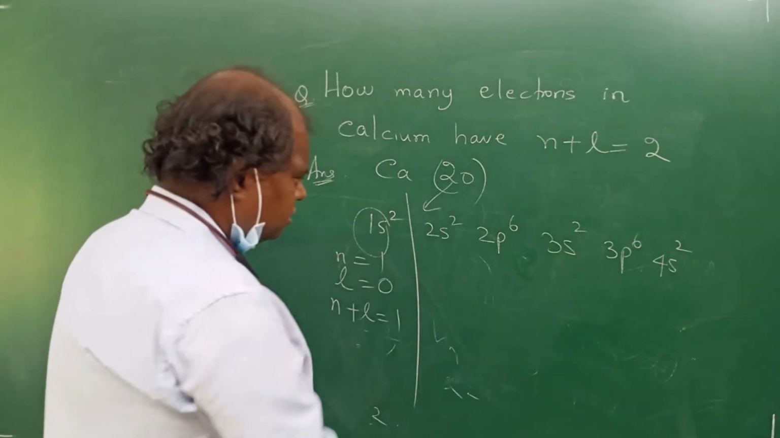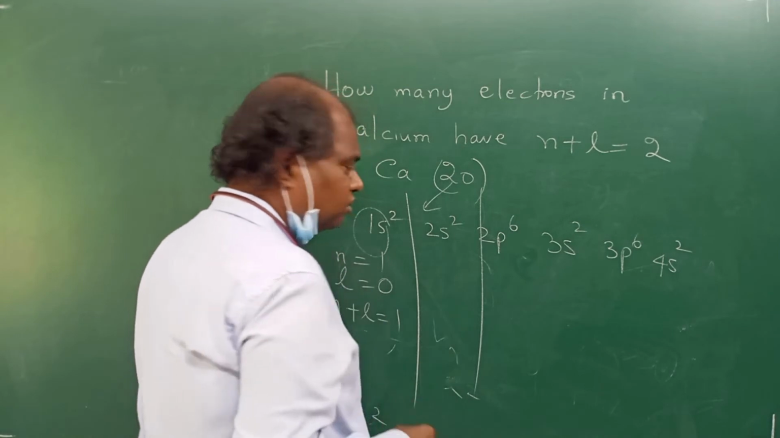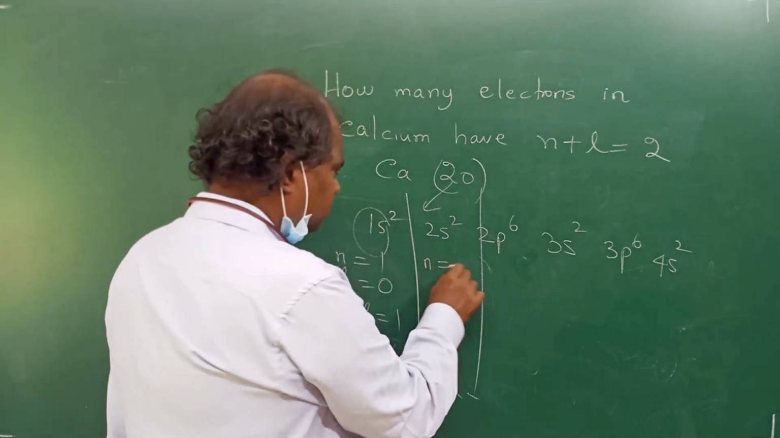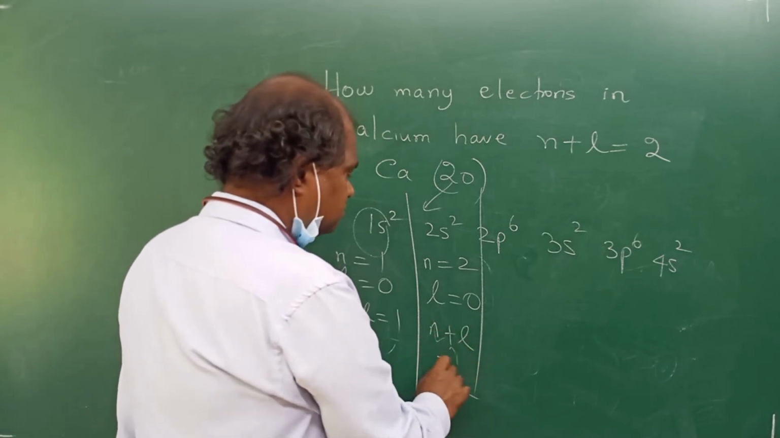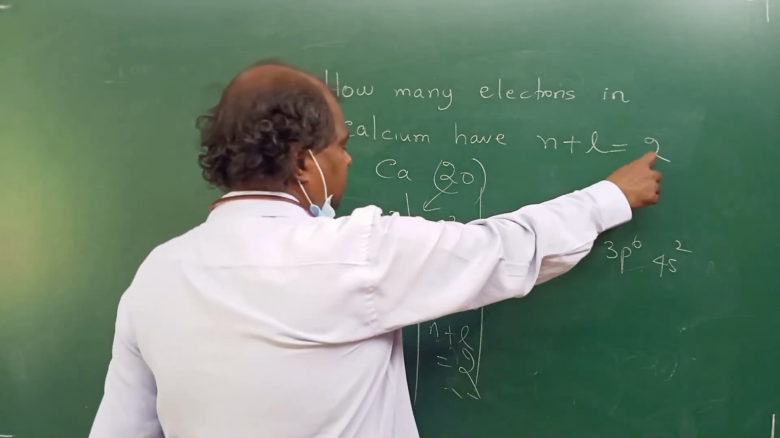Is that clear? Now let us see for these two electrons. Tell me, what is n value? 2. What is L value? 0. What is n plus L? 2. So I think we have got that 2 number here.